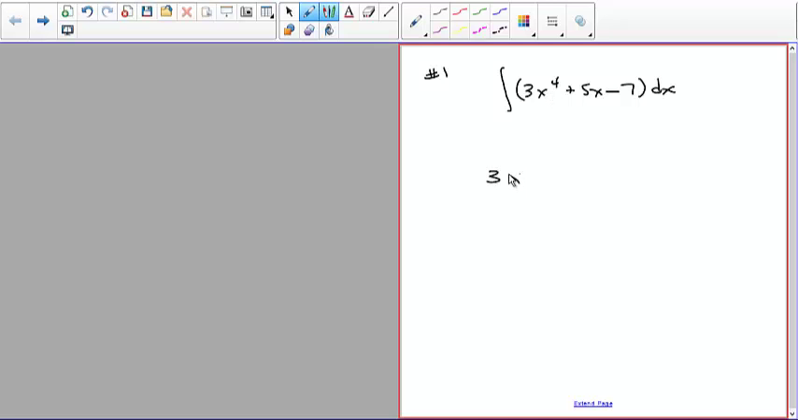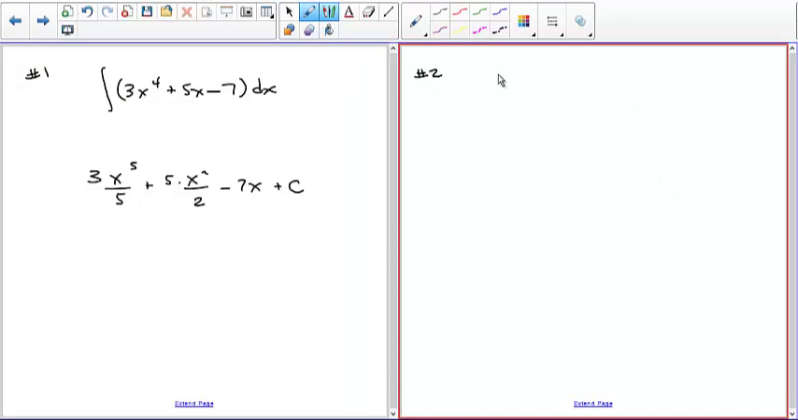So you add 1 to the exponent, divide by the new exponent, add 1 to the exponent, divide by the new exponent. The integral of -7 dx is -7x, and at this point we add the arbitrary constant c. Anytime you integrate, the next step should have the arbitrary constant. So that's it. That was all there was to that one.